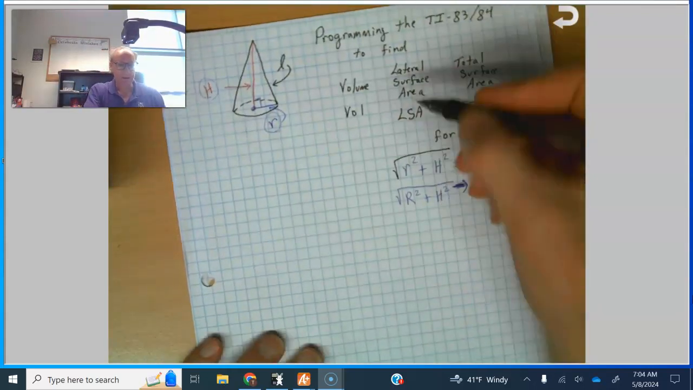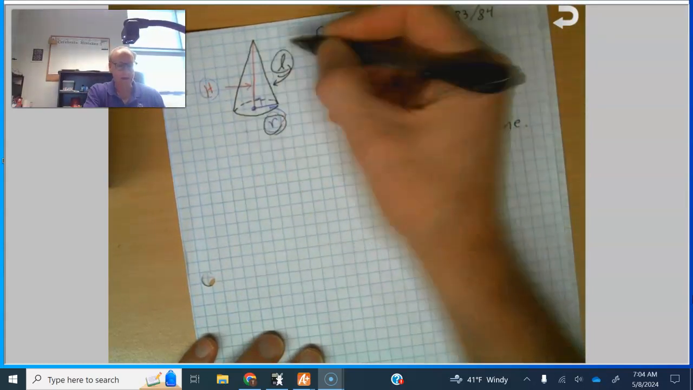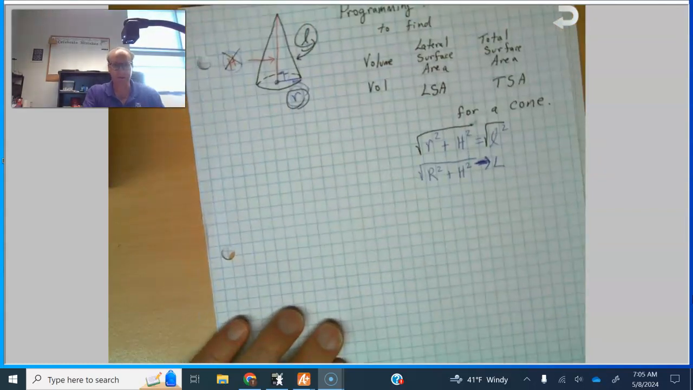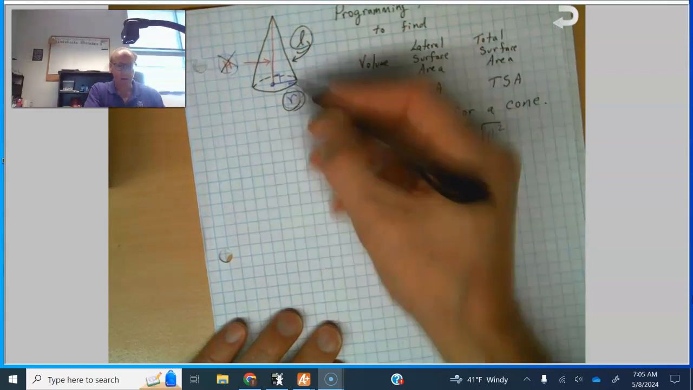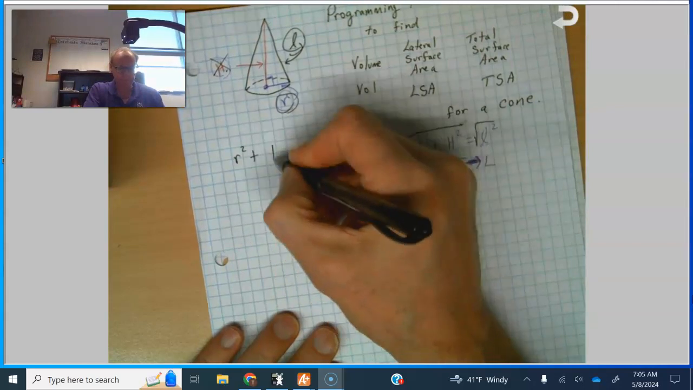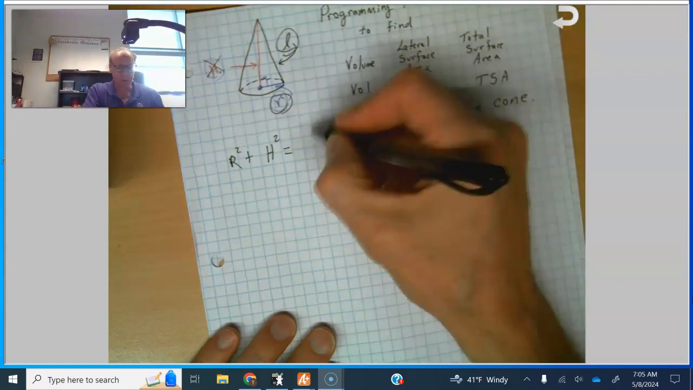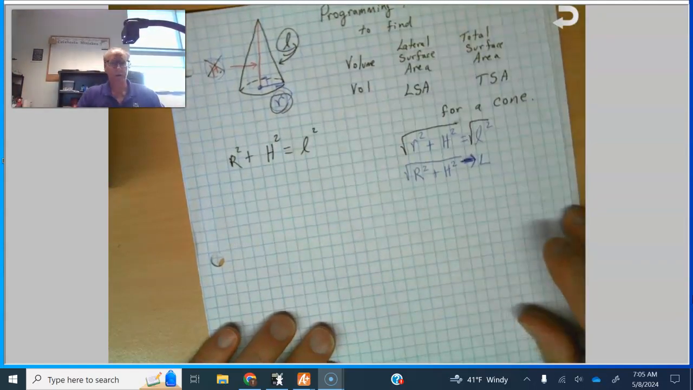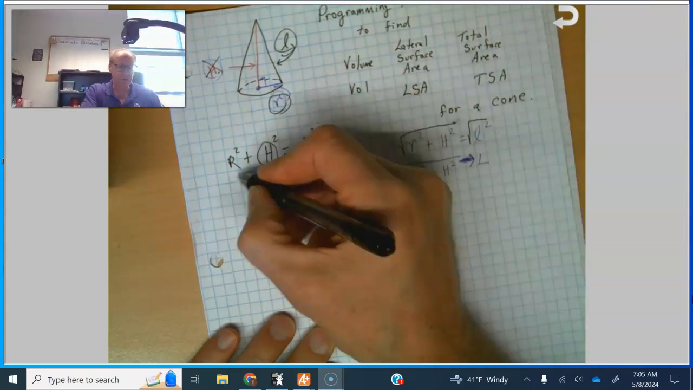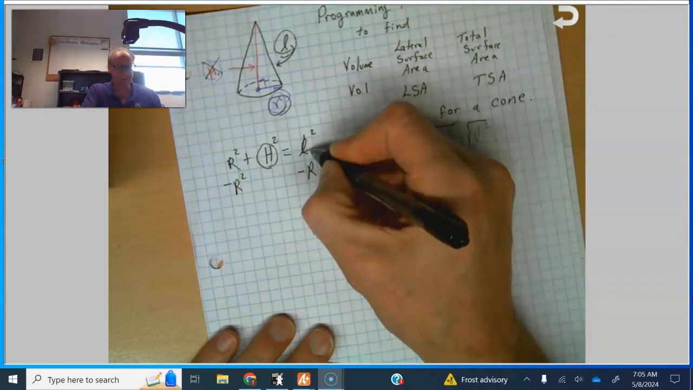Suppose they tell me the R and the L, but I'm missing the H. So I'm going to put 0 in for H. Well, here's what happens. R squared plus H squared equals L squared. I'm going to use the capitals because that's the way we're doing them in our calculator. In order to get the H, because that's what I want to solve for, I'm going to have to subtract the R squared. I should have used capital L, sorry guys.